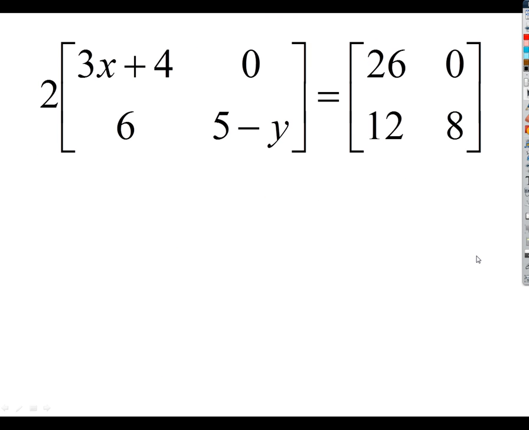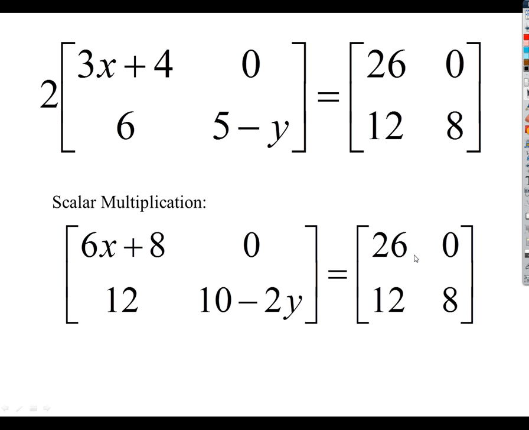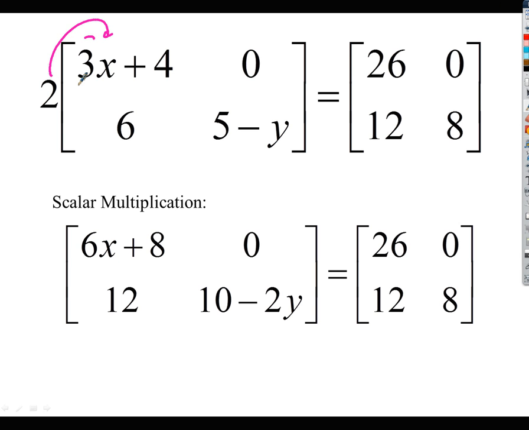to distribute my 2 all the way through, do the scalar multiplication. So 2 times 6 is 12, 2 times 0 is 0, but 2 times the quantity 3x plus 4, I have to distribute it, don't I? What that's really doing is something like this. That's really saying, when I distribute this guy there, that's equal to 2 times the quantity 3x plus 4, which is 6x plus 8, right?